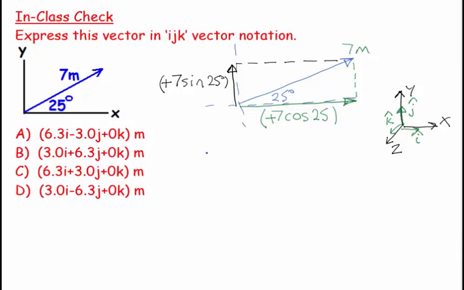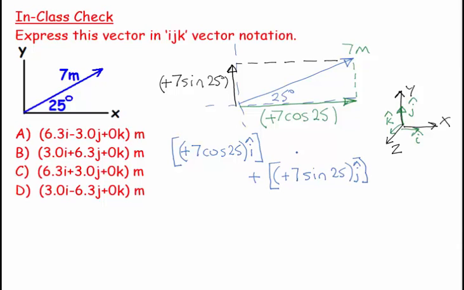And we say, well, what do we have? Well, we have plus 7 cosine 25 i. I'm going to put that in lots of parentheses and brackets. Plus, and now I'm going to look here, we have plus 7 sine 25 j, because this is my j component, plus 0k, because there's no z-axis component, and this is a displacement, so that whole thing is in meters.